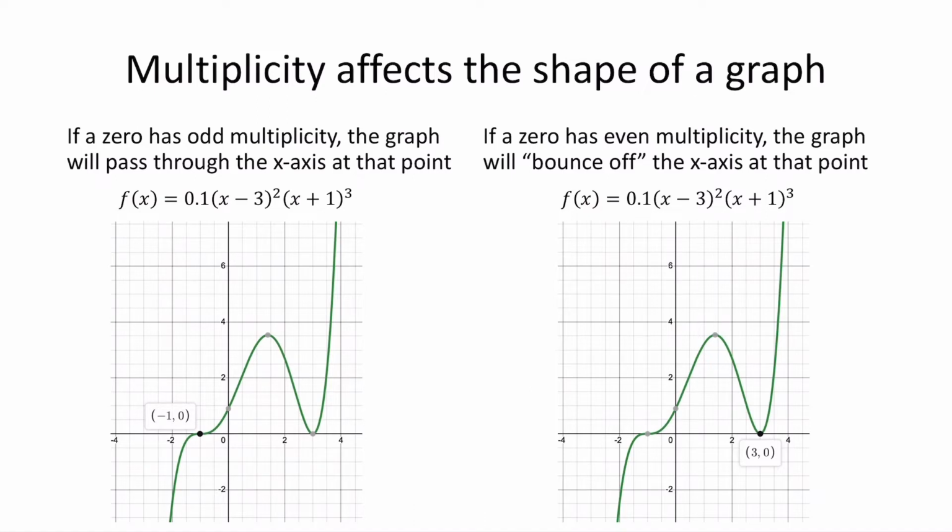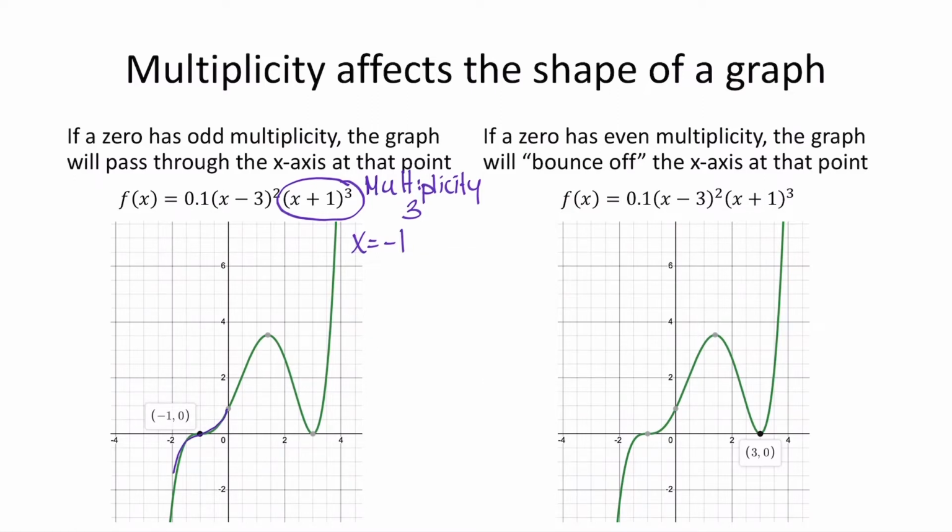So multiplicity will affect the shape of a graph. If we have a 0 and there's an odd multiplicity for that factor, the graph will pass through the x-axis at that point. You can see in this polynomial, (x + 1)^3 has a multiplicity of 3, right? Because it has that exponent of 3. So 3 is an odd number, okay? That's why at that associated 0, which will be at x = -1, you can see the graph just passes through, okay? So that's what will happen if you have odd multiplicity.